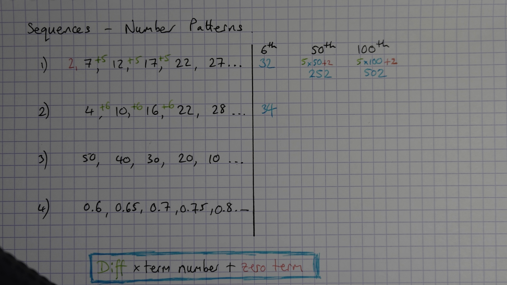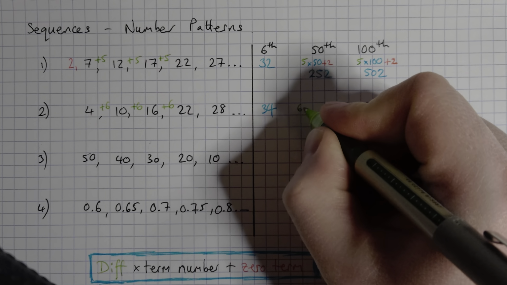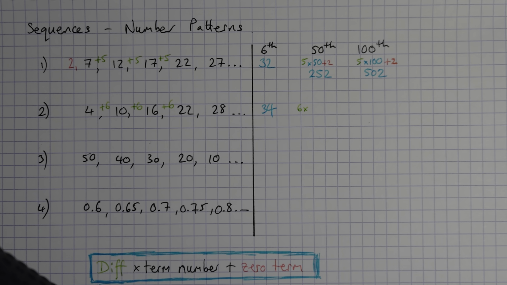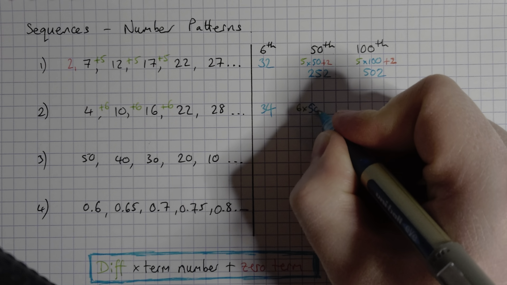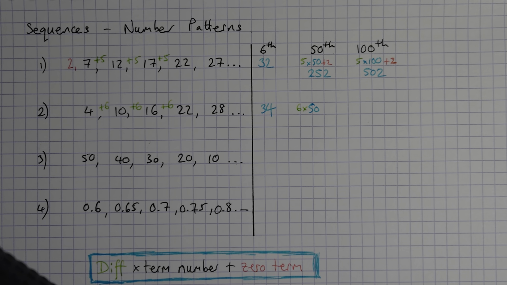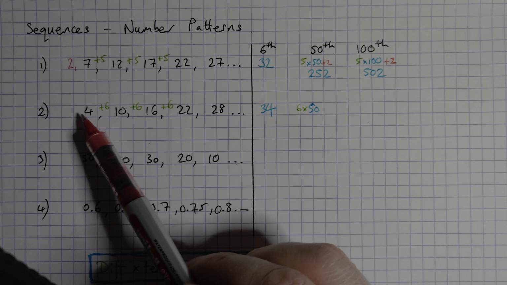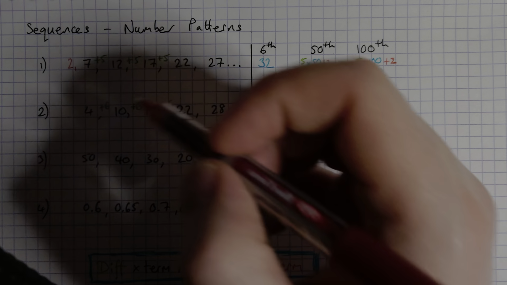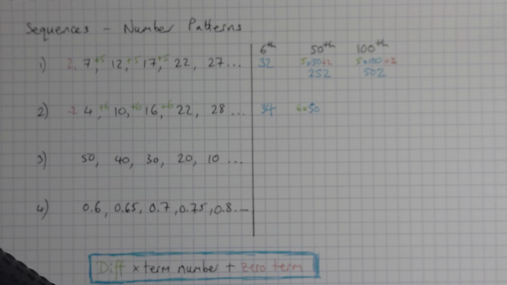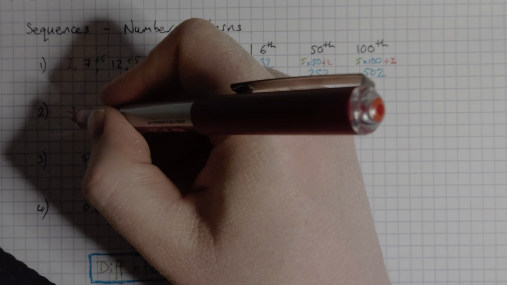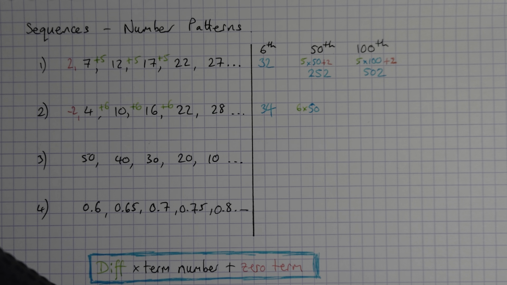But if I want to go to the 50th term, I'm not going to keep doing plus 6, plus 6, plus 6. I'm going to use this rule down here instead. So the difference is 6. I want the 50th term here, that's the one I'm trying to find. So the term number is 50. What's the 0 term for this sequence? Well, it's going up in 6s. 6 less than 4 is minus 2, isn't it? If you add 6 to minus 2, you get 4. So the 0 term for this one is minus 2.